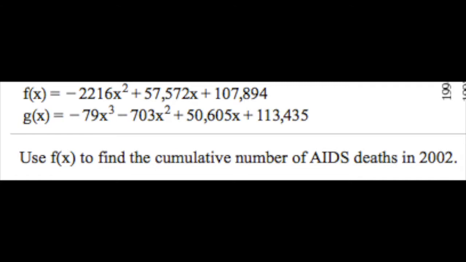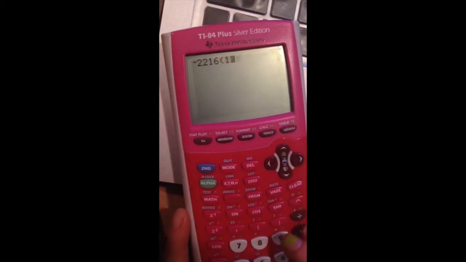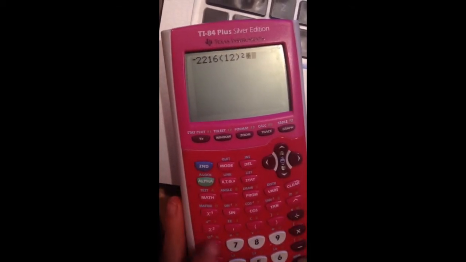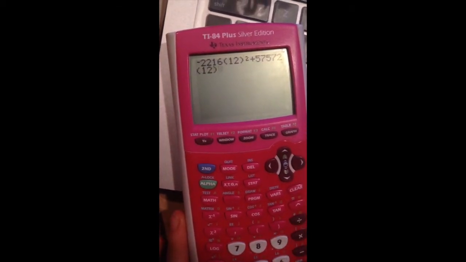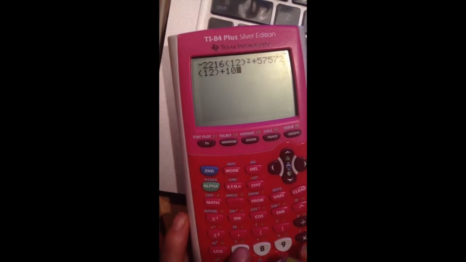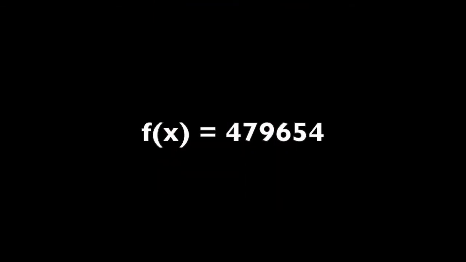2002. We know that 2002 is 12 years after 1990, so for x, we're going to plug in 12. So here we're going to plug in 12 for every x in the equation of f of x. And after we add all of that together, we're going to get the answer 479,654, and that's going to be the cumulative number of AIDS deaths in the year 2002.